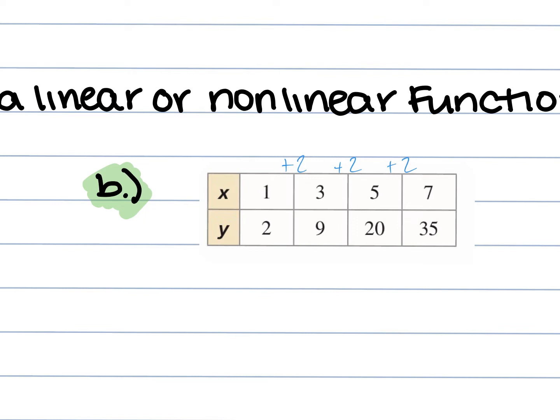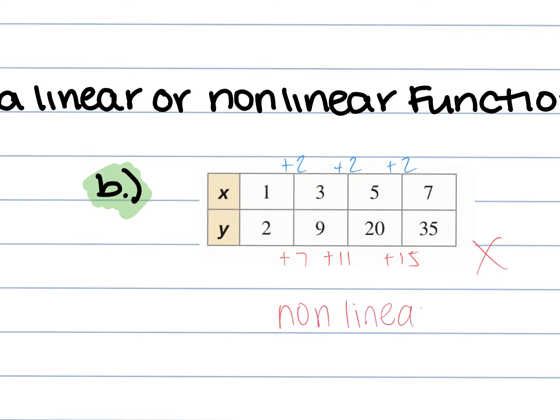How did we get from 2 to 9? They added 7. How did we get from 9 to 20? +11. So right now, I already know it's not consistent. Do you guys see that? But let's finish it. How did they get from 20 to 35? +15. If they're all different, can we say that the y's were consistent? Put an X. As long as one of them fails, it is a nonlinear function.